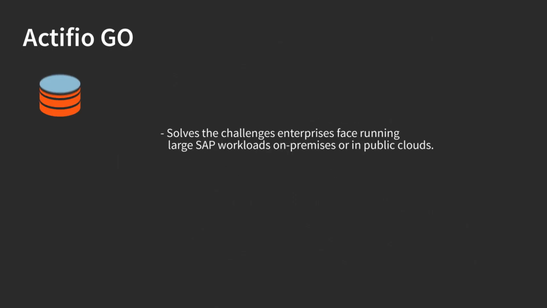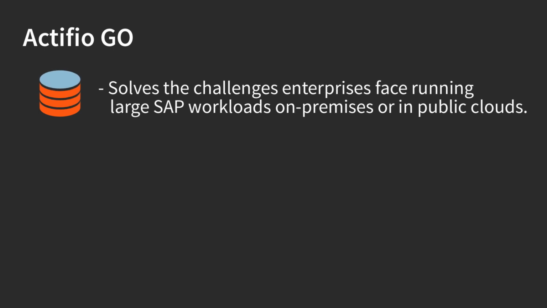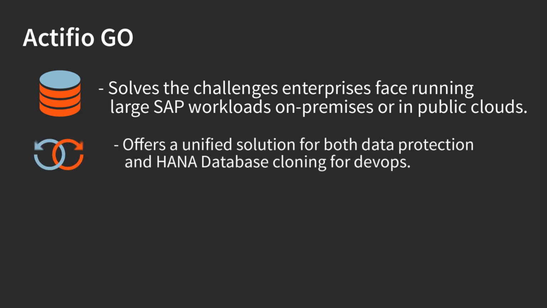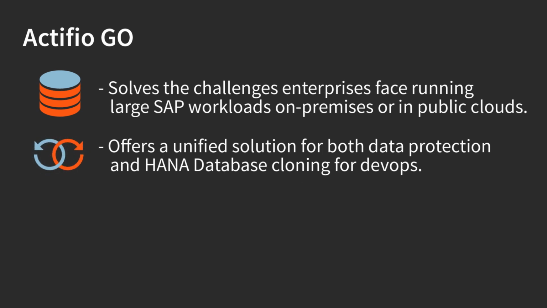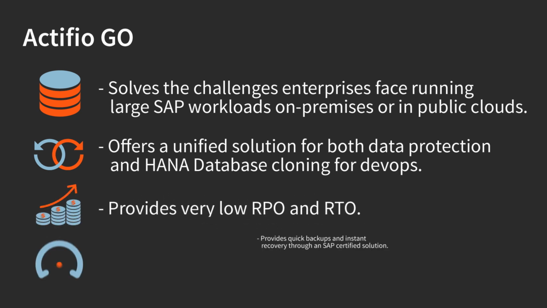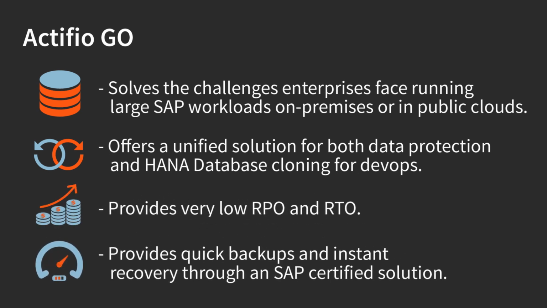Actifio GO, Actifio's SaaS platform on Google Cloud, solves the technical and business challenges enterprises face running large multi-terabyte SAP workloads on-premises or in public clouds. It offers a unified solution for both data protection and HANA database cloning for DevOps, that is TDM, along with very low RPO and RTO. You can achieve quick backups and instant recovery through an SAP certified solution.